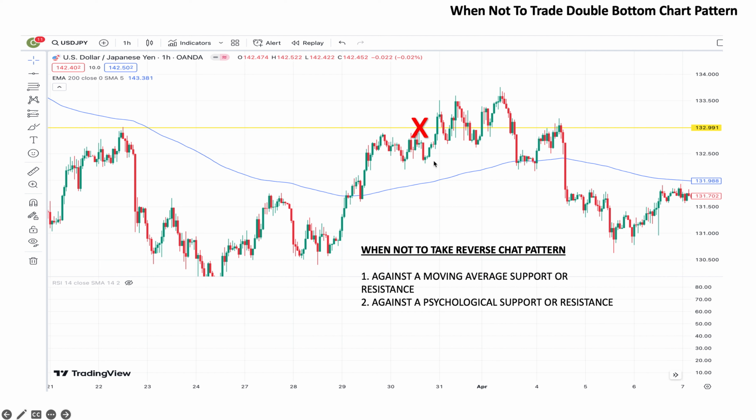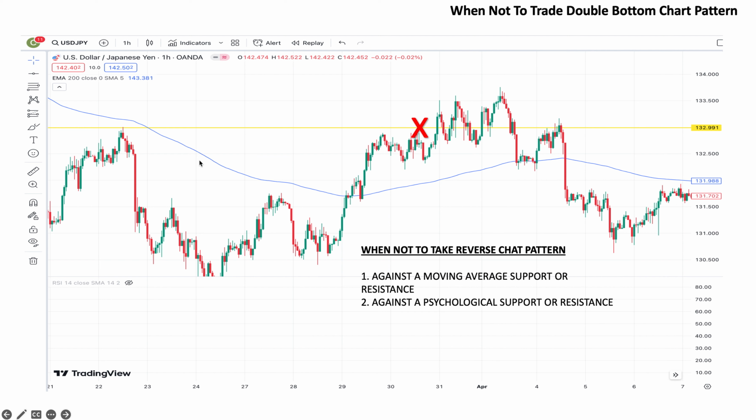Most traders don't tell you this, but you need to confirm if there's any psychological level that has a very strong resistance. And if you look on the left side, you can see a very strong psychological level where that zone pushed the price very strongly downwards. So that's a very strong psychological level.